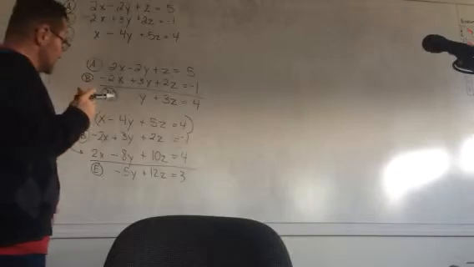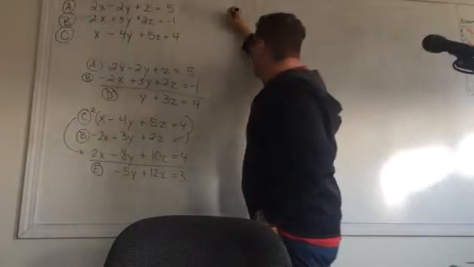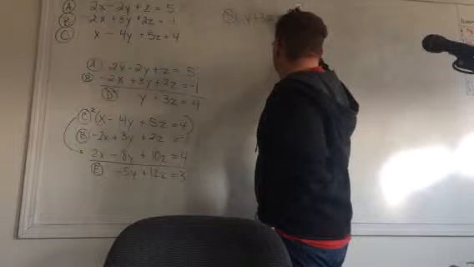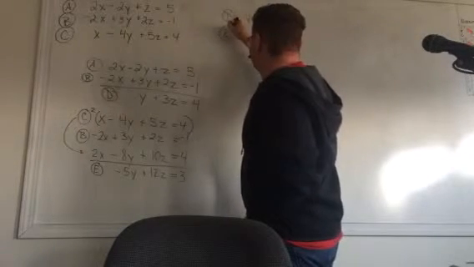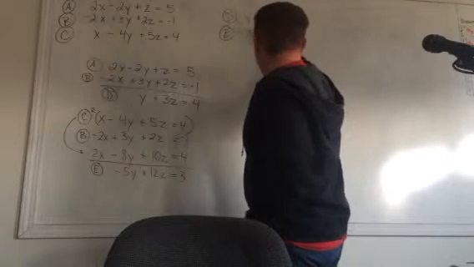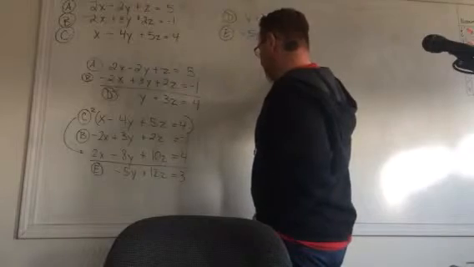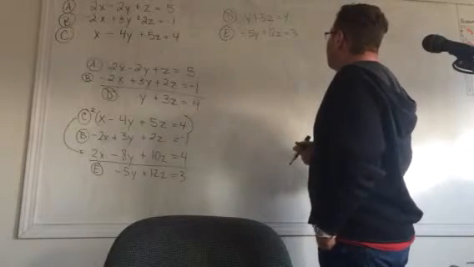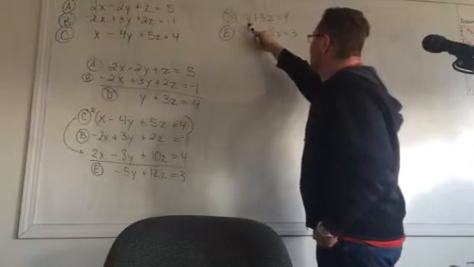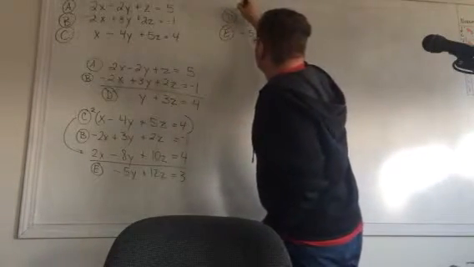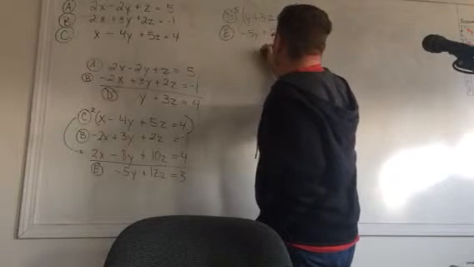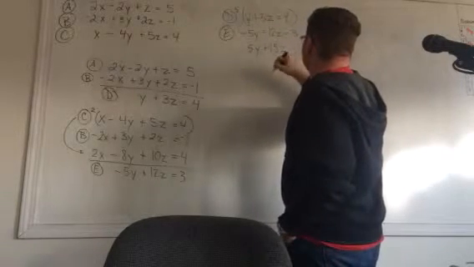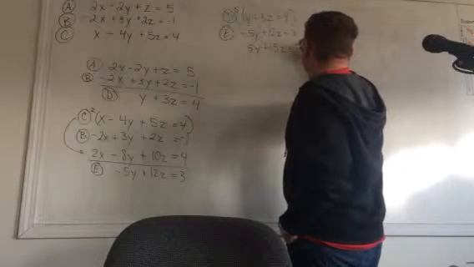So I have D and E. I'll rewrite D and E over here. D is y plus 3z equals 4, and E is negative 5y plus 12z equals 3. Now I want to pick which one to get rid of. I think the easiest thing to do is to get rid of the y's, because I can multiply the whole top equation by 5. So I'll rewrite D underneath here: 5y plus 15z equals 20.